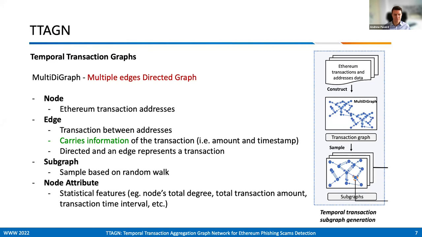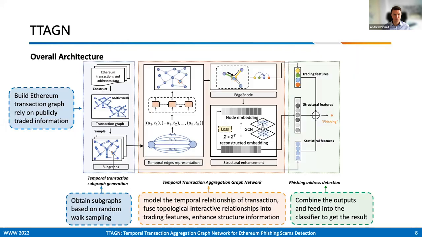The scale of the original graph is huge, so we take a sampling step with a random walk. Because of the anonymity of the blockchain platform, the node itself does not carry any attributes. So we extract 10-dimensional statistical features as the attribute of the node.